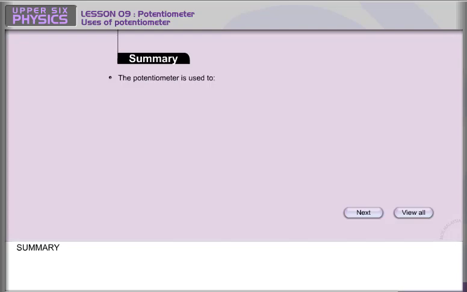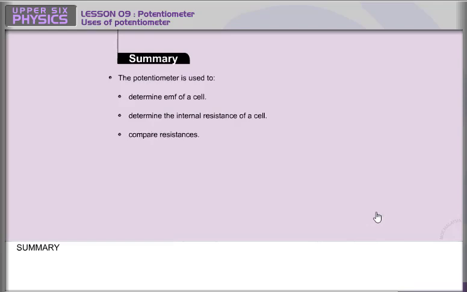Summary. The potentiometer is used to determine EMF of a cell, determine the internal resistance of a cell, compare resistance.